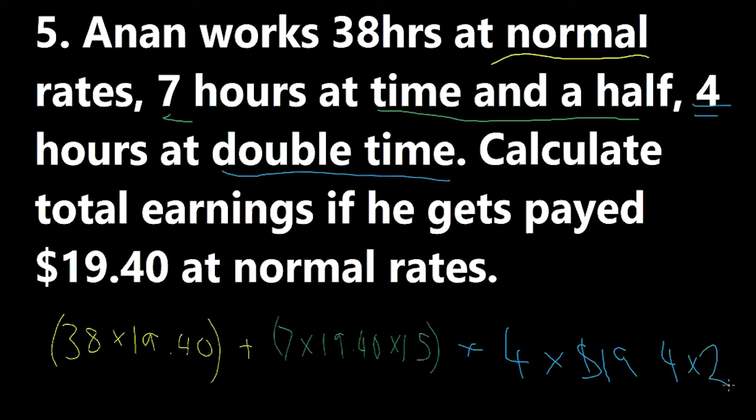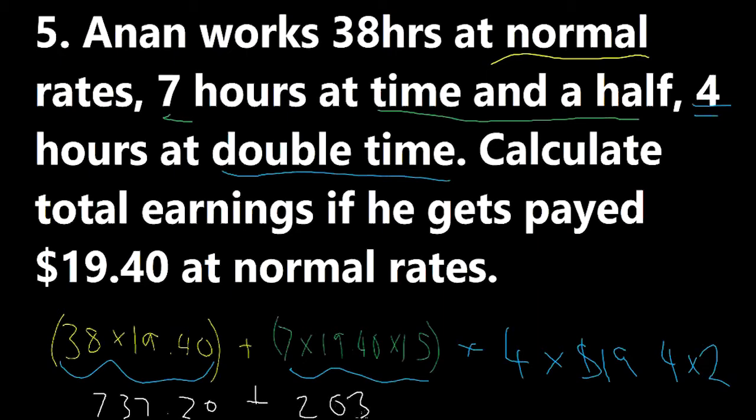So what does he get? We just need to put this into our calculator. Remembering our BODMAS, we do our brackets first, then we do inside our brackets multiplication and divisions, and then we finally add them all up. So what do we get? So inside this bracket he earns $737.20. He earns $203.70 when he's doing his time and a half hours. And he earns $155.20 when he's doing his double time.